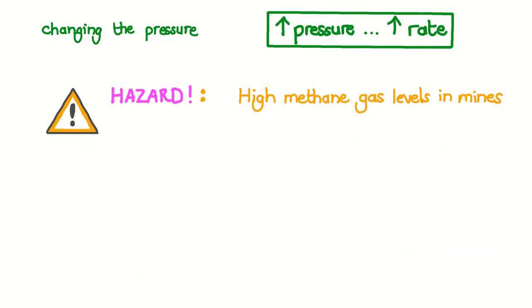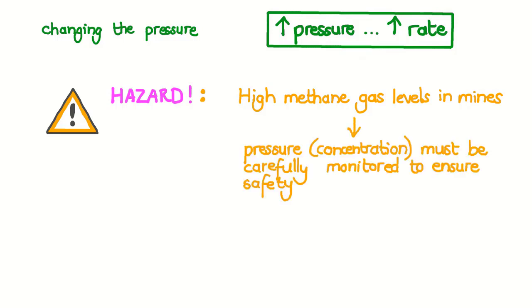A specific example of a real-life situation where a high pressure of gases is not desirable but actually hazardous is in the mining industry. When methane gas levels, or in other words the pressure of methane in mines, gets to a certain level, the methane can ignite if there is a heat source available and even explode. This poses a real danger to miners. And so the pressure of methane, or we could call it the concentration of methane, must be carefully monitored to ensure the safety of the workers.